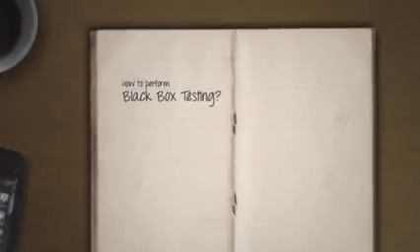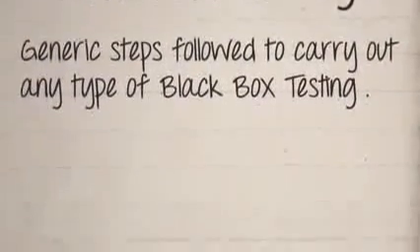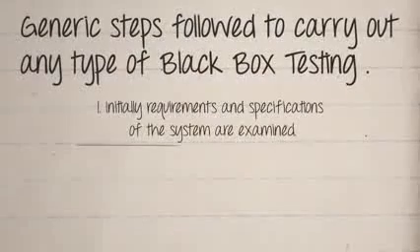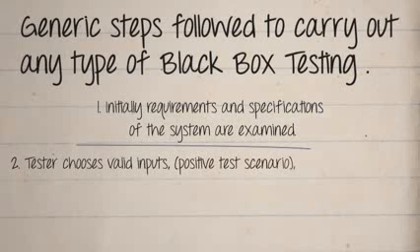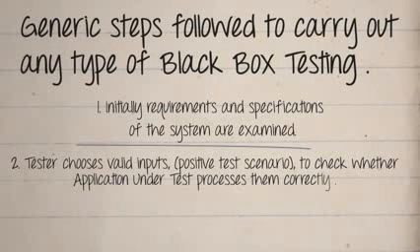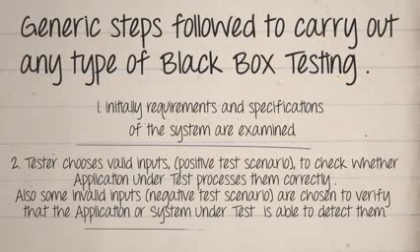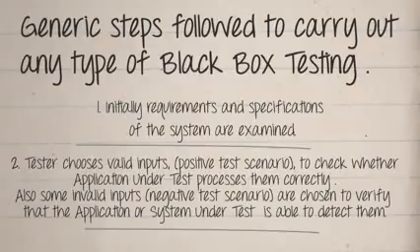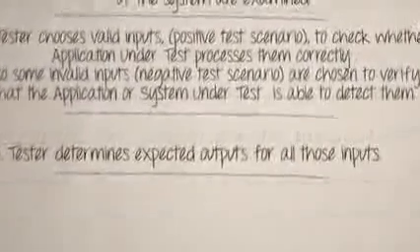How to perform black box testing? Let's look at generic steps followed to carry out any type of black box testing. Initially, requirements and specifications of the system are examined. Tester chooses valid inputs, positive test case scenarios, to check whether the application under test processes them correctly. Also, some invalid inputs, negative test scenarios, are chosen to verify that the application or system under test is able to detect them. Testers determine expected output for all those inputs.